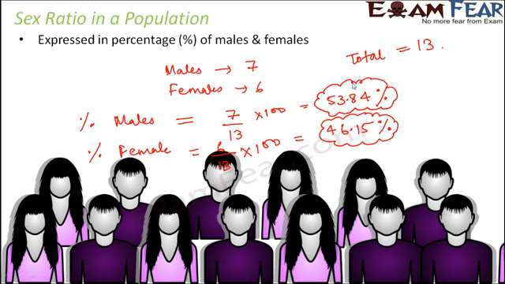So this is how we specify the sex ratio in a population, because when it comes to an individual, we will say this individual is male or this individual is female, but when it comes to a population, it has both male and female. So we say this much percentage is male and this much percentage of the population is female.